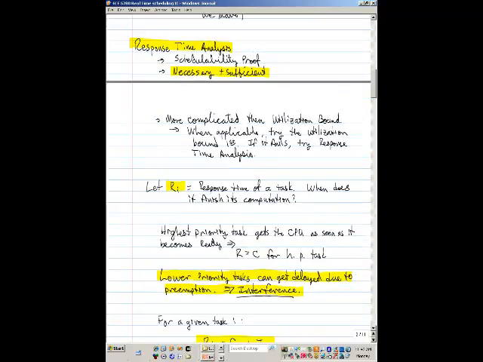Response time analysis offers a schedulability proof. It is both necessary and sufficient. So if the response time analysis says you're not schedulable, then you're guaranteed not to be schedulable. If the response time analysis says that you are schedulable, then you have a proof of schedulability. So both necessary and sufficient. This means that it'll tell you when you work, and it'll tell you when you won't work.